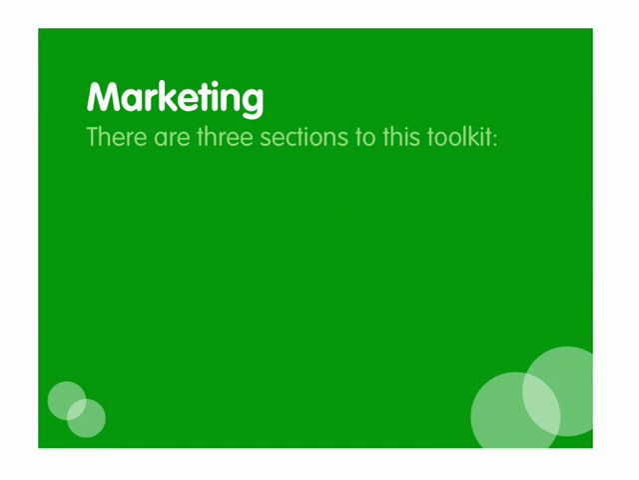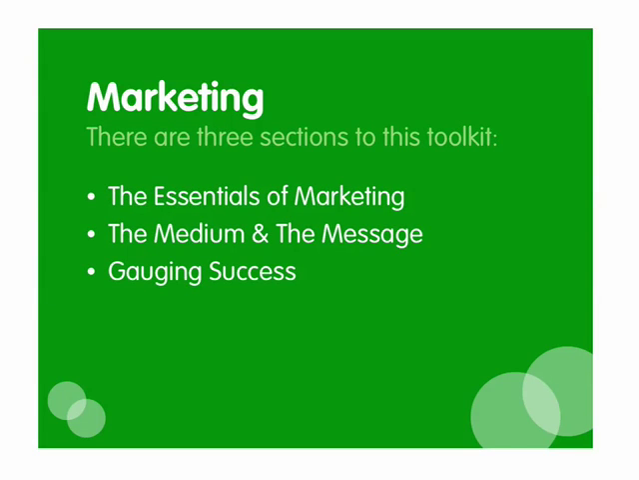There are 3 sections in this Social Enterprise Marketing Toolkit. The Essentials will introduce the 4 Ps, essential considerations as you develop your social enterprise's marketing approach. The Medium and the Message will provide some insights into different media and the techniques to define your marketing messages, so that you can plan the best mix for your social enterprise. Gauging Success will outline key metrics and measurements you can use to track your marketing success and adjust your plans.